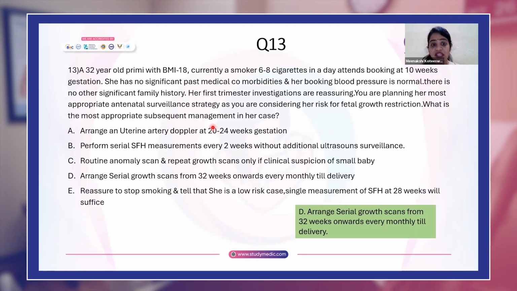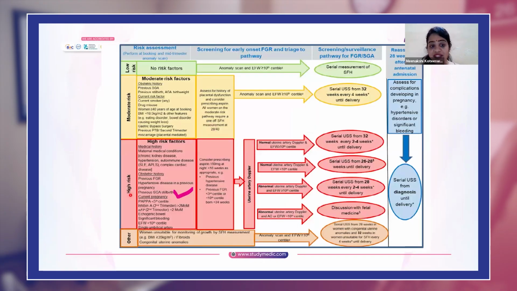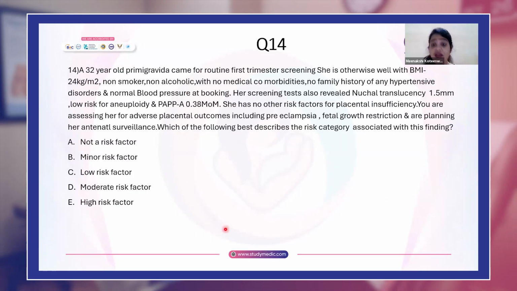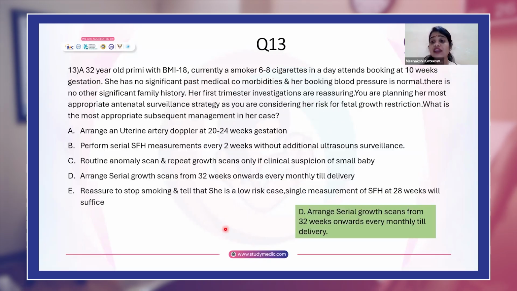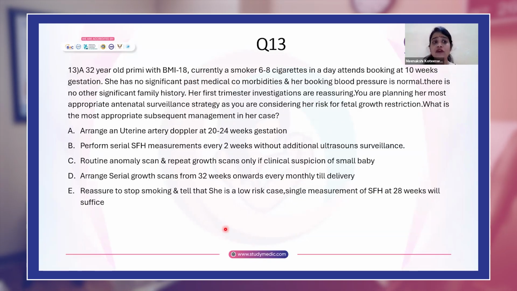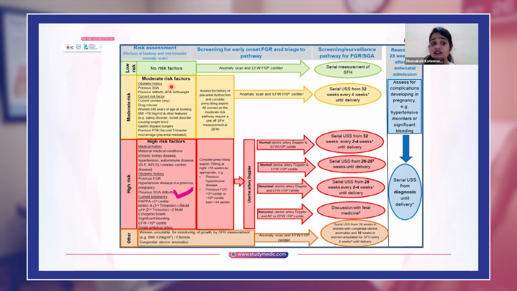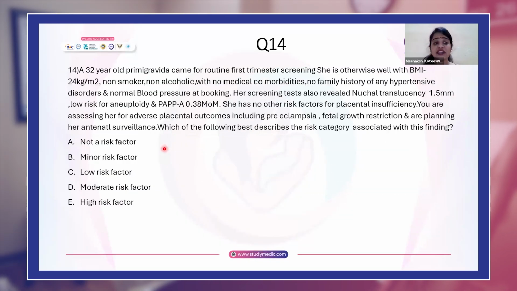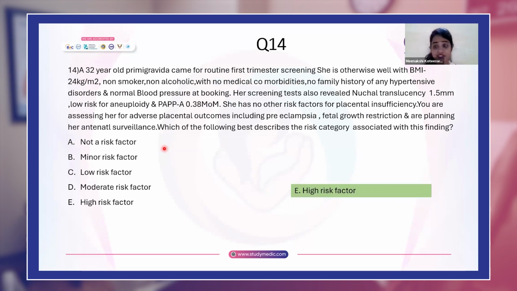As you know, the PAPP-A is low here, and when it is less than the 5th centile, you would categorize it under the current pregnancy as a high risk factor. Earlier we used to take minor and major, but now you take low risk, moderate risk, and high risk factors. We don't categorize as minor or major. You take it as moderate or as a high risk factor.